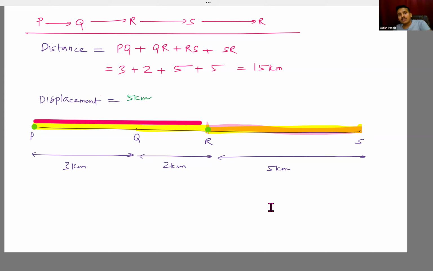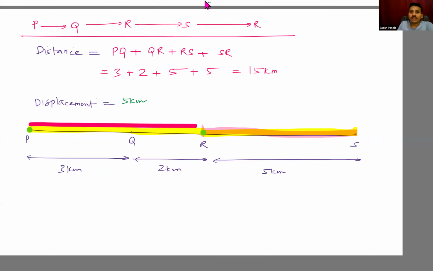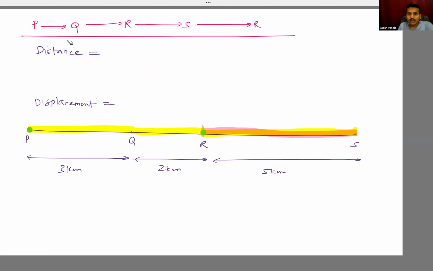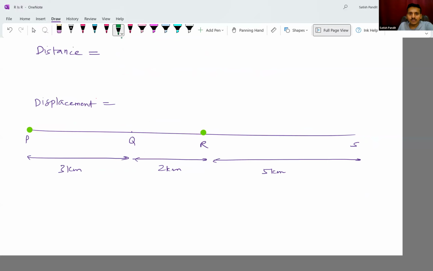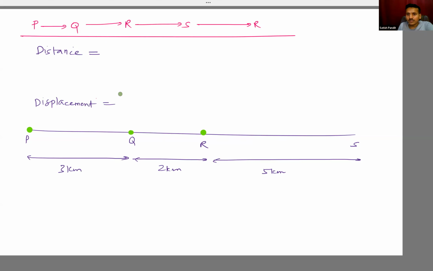Okay. Now let's take another situation. Now I'll erase a few things here. Some of the things are not required. So now the motion alone I'll change. Let the points be like that itself. These are points, so it's okay. Let it be like this.